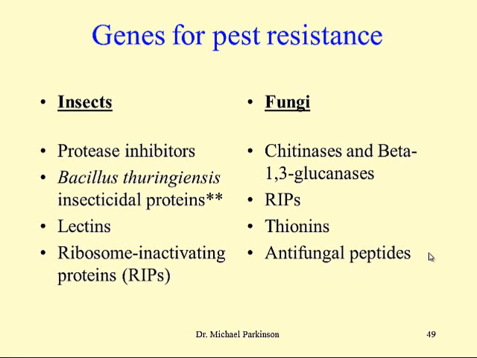If we look at genes for pest resistance, there are genes for insect resistance and fungal resistance. The big one of these is the second one down, the Bacillus thuringiensis crystal toxin protein. But you can put in things like protease inhibitors, you can put in lectins, and you can put in things called RIPs, ribosome inactivating proteins. Now, some of these are toxic to humans as well. So for example, lectins, ribosome inactivating proteins, can be toxic to humans as well.